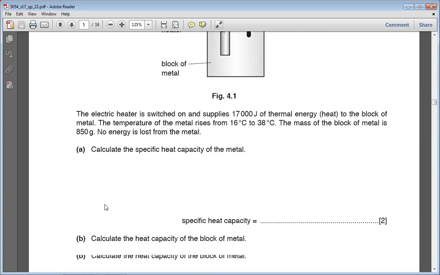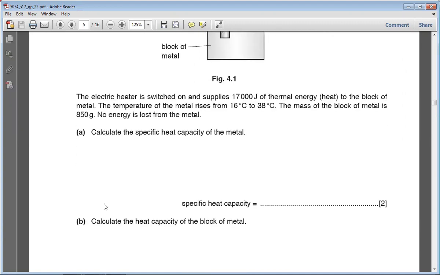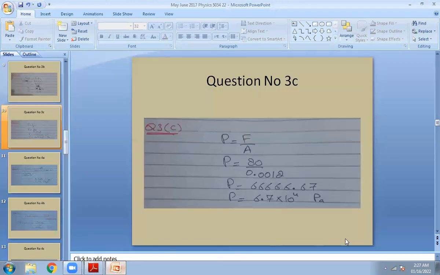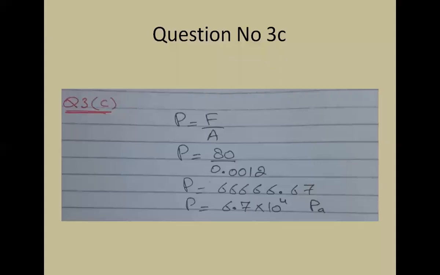The first question is calculate the specific heat capacity of the metal. You remember that very famous formula: whenever a temperature change takes place, we use the formula heat is equal to mc delta theta. So we have to find out the value of c, which is the specific heat capacity of the metal. The rest of the numbers are given. Let me show you my written answer.